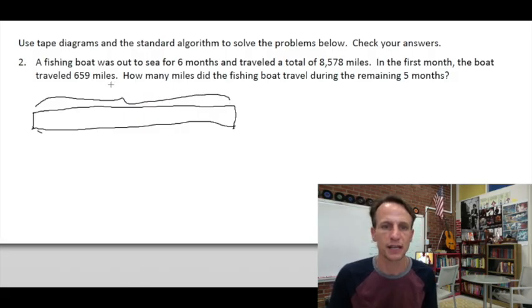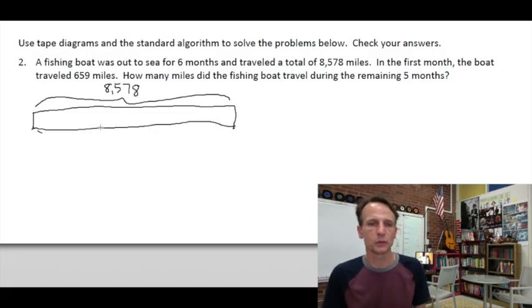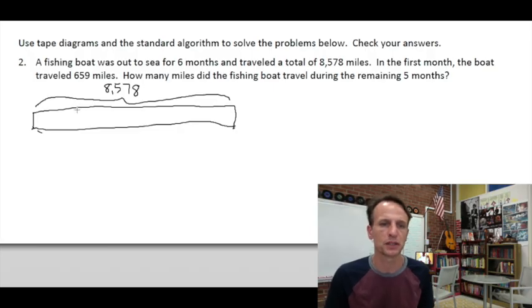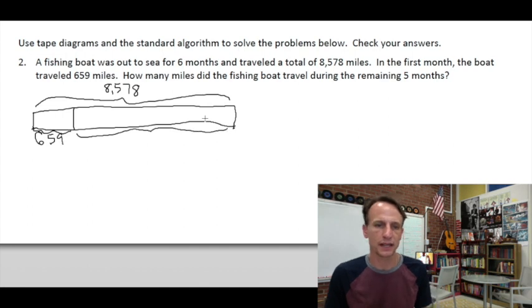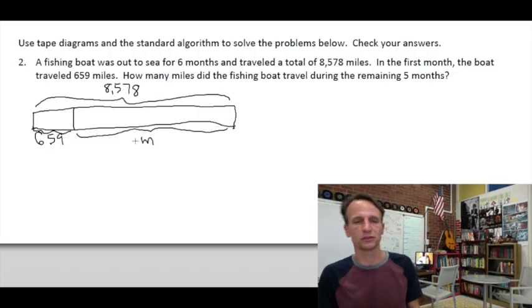All right, so that's 8,578 miles. And now we see that the first time period, that first month, is just a small portion of it. So we'll write here 659 miles. Could have done a whole bracket there. Okay, and then I'll do a bracket for the remaining time period here. That's our unknown. That's what we're trying to find. Let's call it M for months at sea, poor fellas.